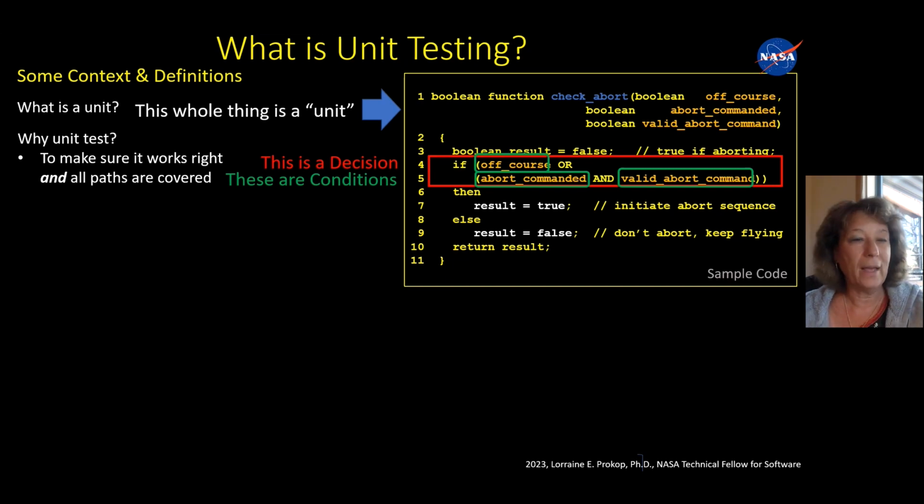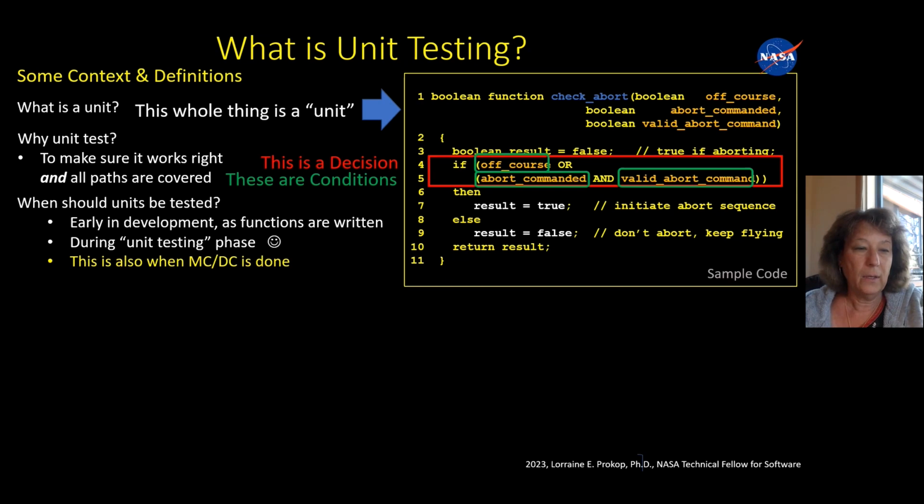So why unit test? Well, if you write a snippet of code, it's supposed to do a certain thing, you need to test that it works right. And I look at unit testing as really two-pronged. One is it behaves right, and two, all the paths through it are tested.